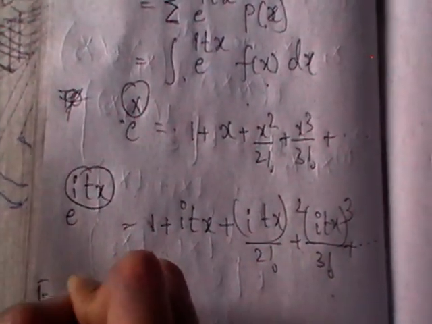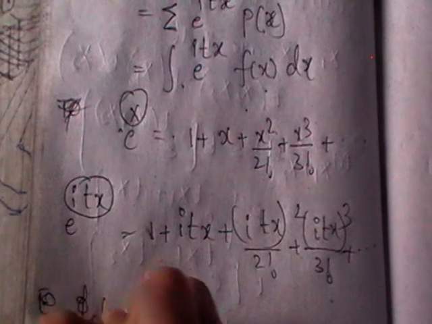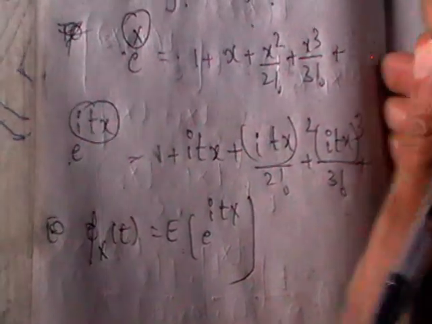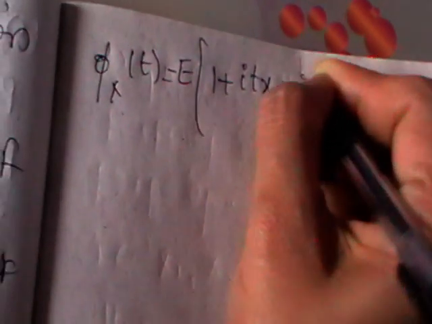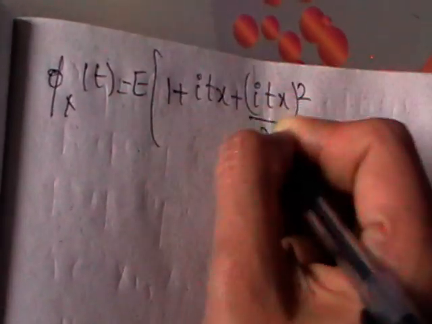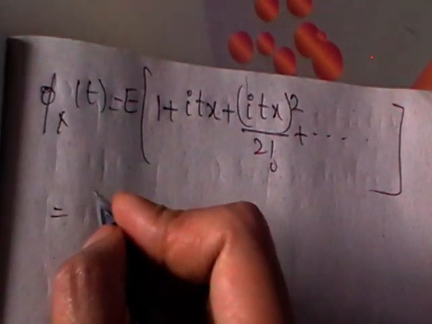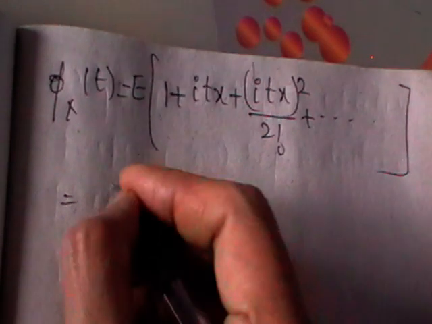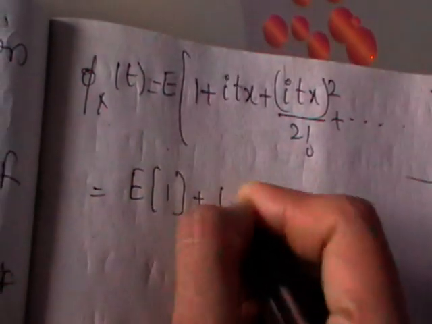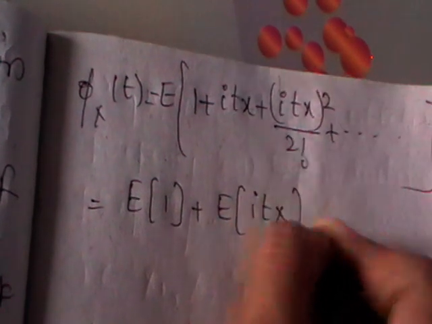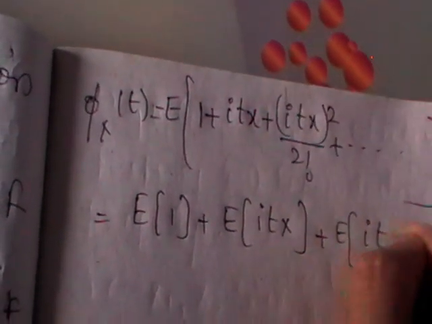If you take expectations on this, what is phi x(t)? Phi x(t) is nothing but expectation of e power itx. So phi x(t) is equal to expectation of 1 plus itx plus (itx) whole square by 2 factorial, and you have many more, it's an infinite series. By using the addition theorem on expectations, expectation of x plus y is expectation of x plus expectation of y. So I can write this term by term, and so on. We have many more terms there.